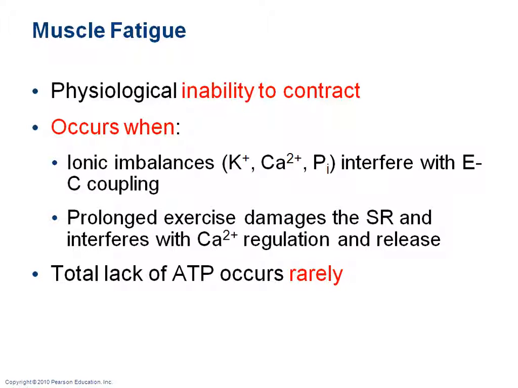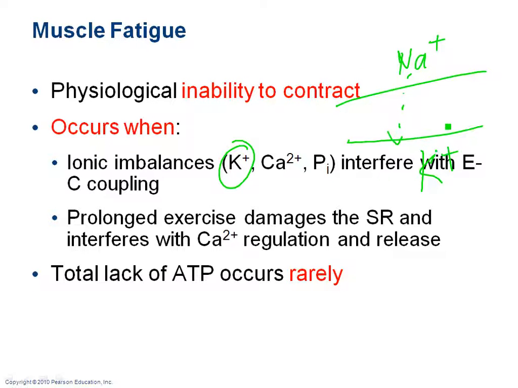Some of the imbalances here, hopefully if you understand muscle contraction, you could see if you didn't have enough potassium. Remember, sodium's on the outside of the cell, potassium's on the inside of the cell. Sodium is coming in and potassium's trickling out. If you don't have enough potassium, or if your electrolyte balance is off, your muscle's not going to be able to fully contract, so that's going to lead to muscle fatigue.